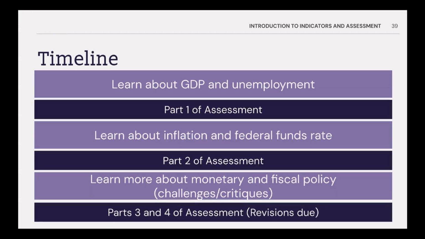The timeline is we're going to have some lessons on GDP and unemployment, and then they'll complete part 1 of the assessment that focuses on those indicators. Then lessons on inflation and the federal funds rate. Part 2 will focus on those 2 indicators. Then there'll be some lessons on learning more about monetary and fiscal policy and some challenges and critiques. And then we'll complete parts 3 and 4 of the assessment. And again, along with part 4, they can submit revisions.